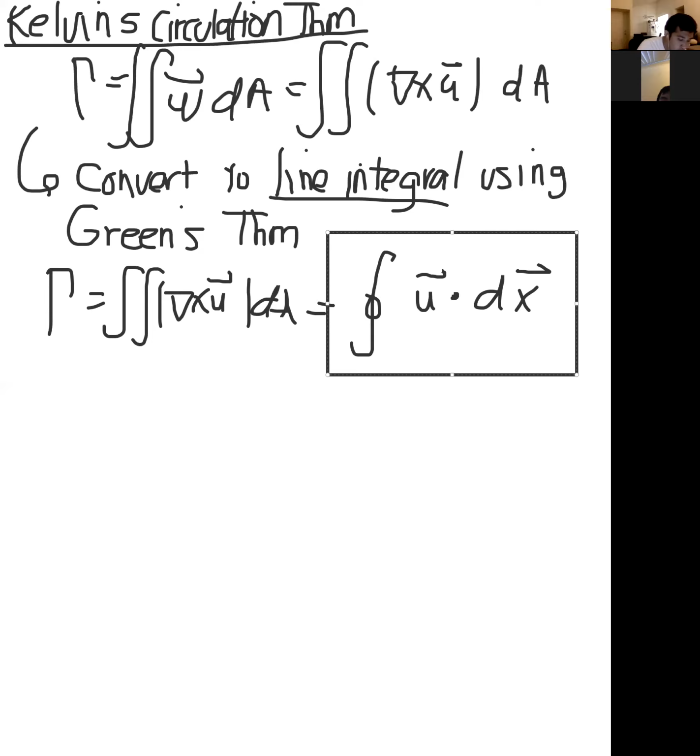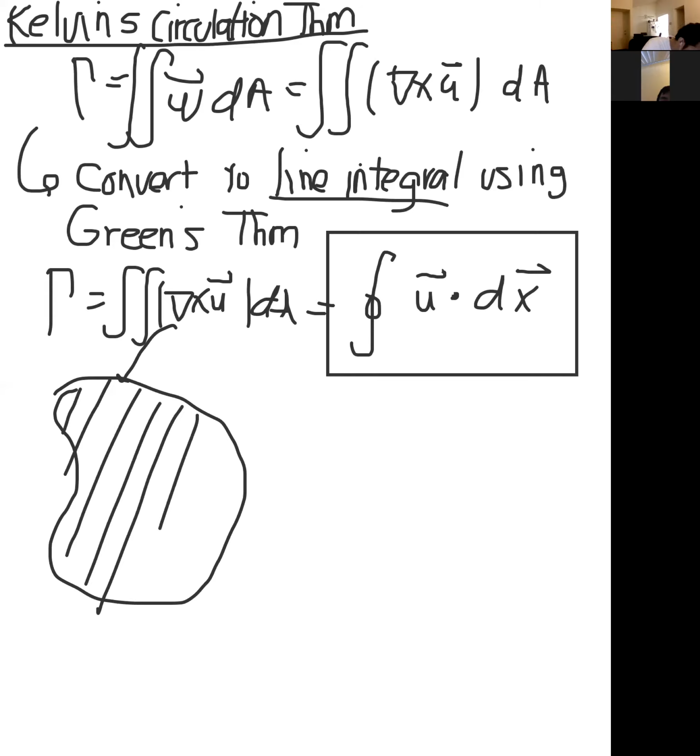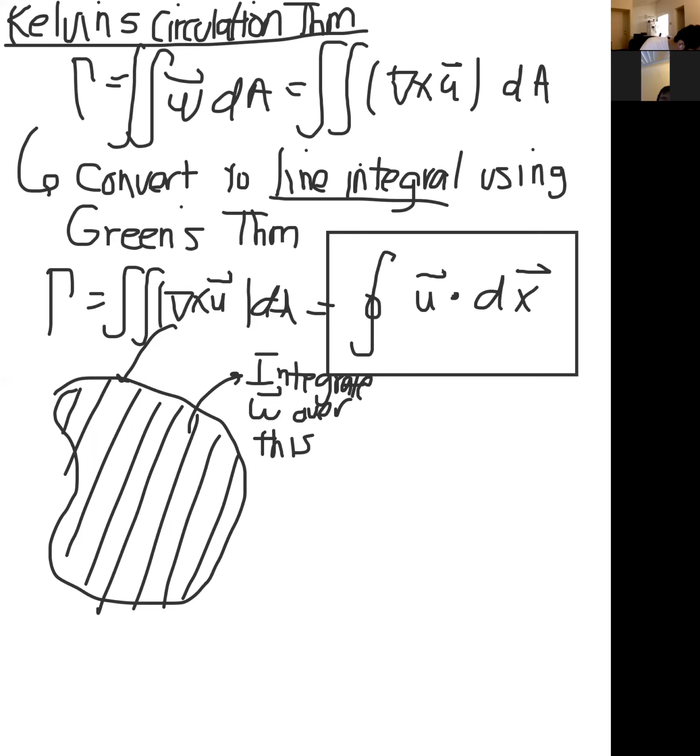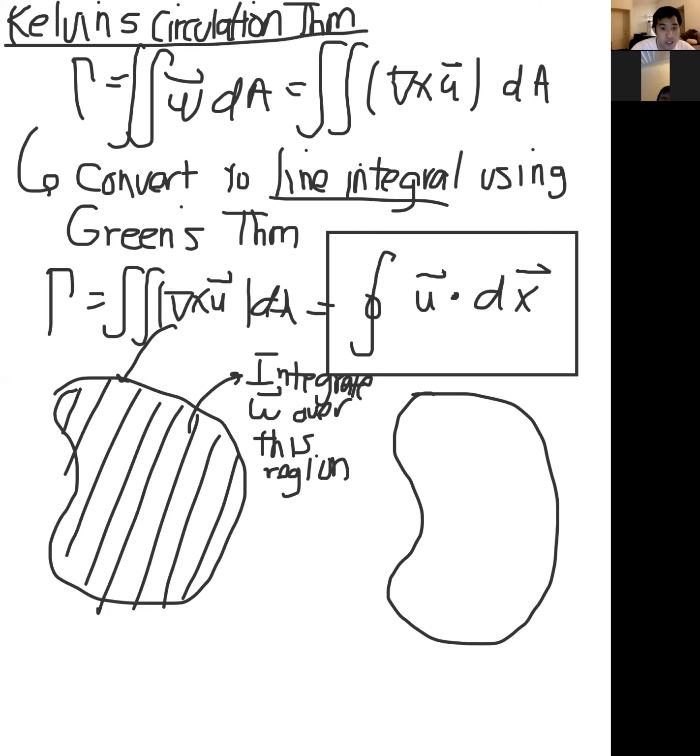So let me show you kind of visually what this means. What Green's theorem states is that if we perform this integral and say that we have some closed region like this, then what we're doing on the left integral is integrating the vorticity over this entire region. Another way that we can do it is we can take the same region, and instead of integrating over the entire area, we can basically just walk around the boundary.